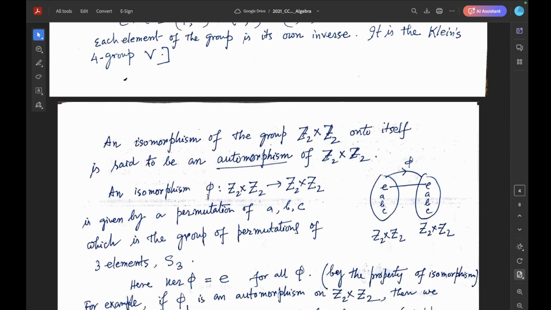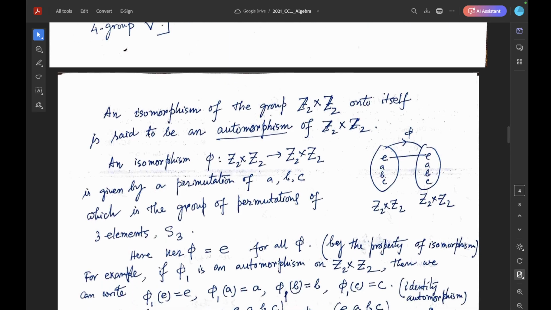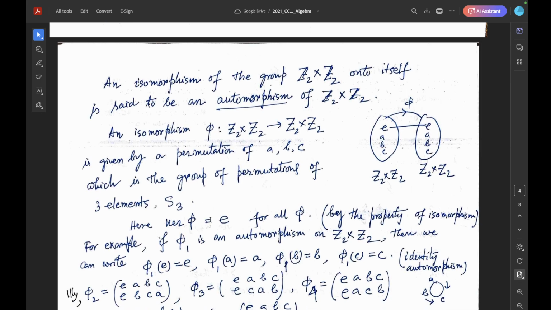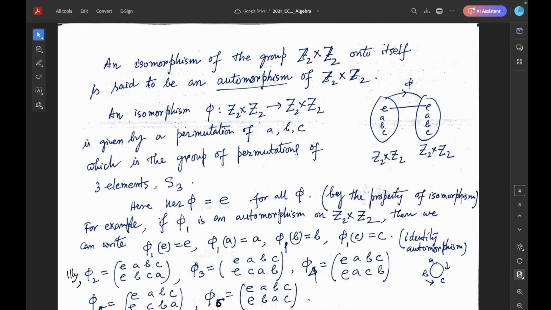An isomorphism phi maps Z2 cross Z2 to Z2 cross Z2. Since phi is an automorphism as well as an isomorphism on the same group, this automorphism is given by a permutation of A, B, C, which is the group of permutations of three elements, that is S3. Here phi of E equals E for all phi by the property of isomorphism.